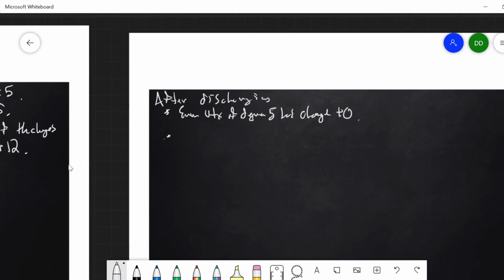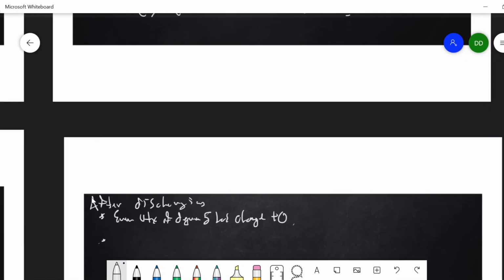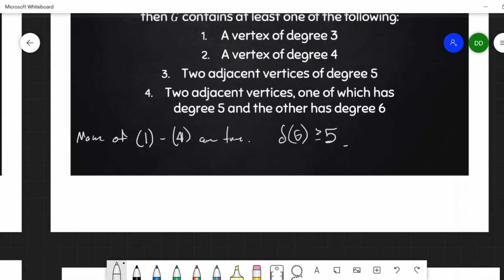So what this is going to mean is my vertices of degree 6, sorry, it's taking a second. My computer's lagging a little bit. I'm going to have to restart after this.